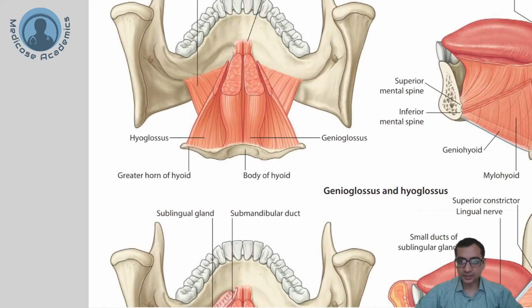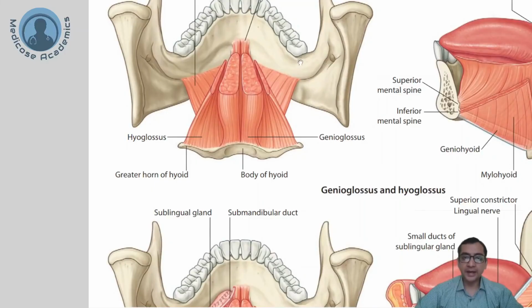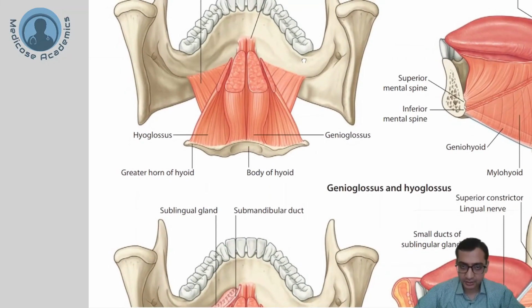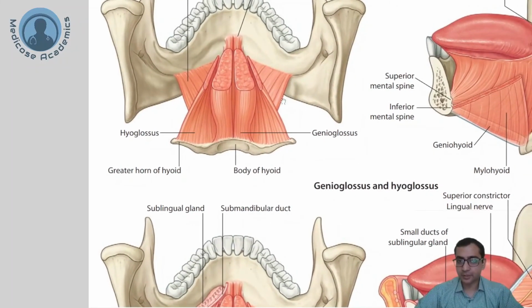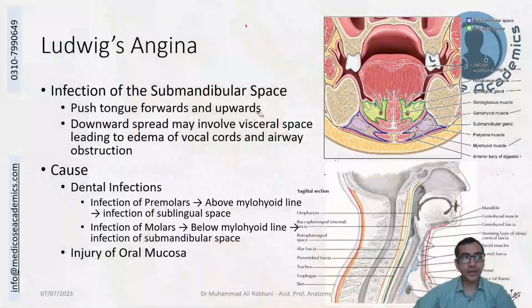So if there is an infection of the roots, for example after extraction of these teeth, the infection goes through the bone into the spaces and may come into the sublingual space or submandibular space. The molar teeth at the back may lead to infection of the submandibular space, that is Ludwig's angina. An injury of the oral mucosa, some prick that happened, will give infection to the sublingual space. Below the mylohyoid line it goes to the submandibular space; above the mylohyoid line, the anterior bones and premolars lead to the sublingual space.